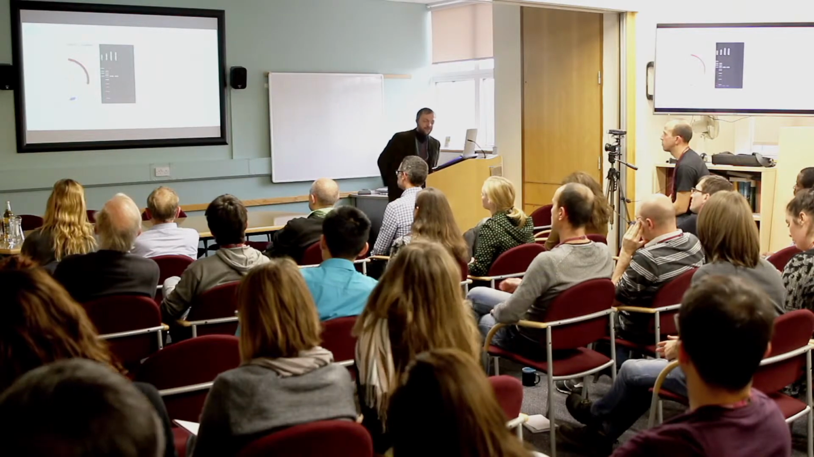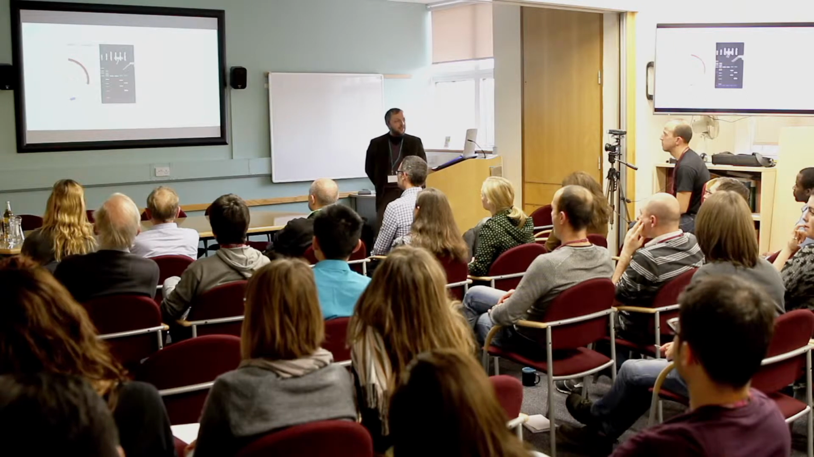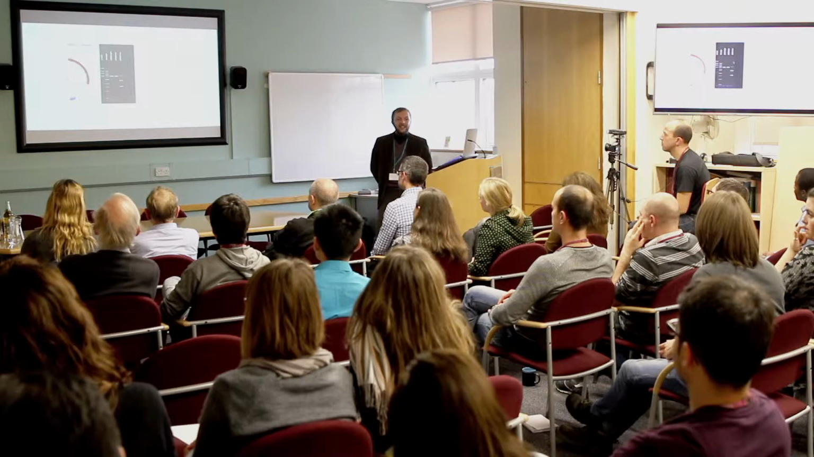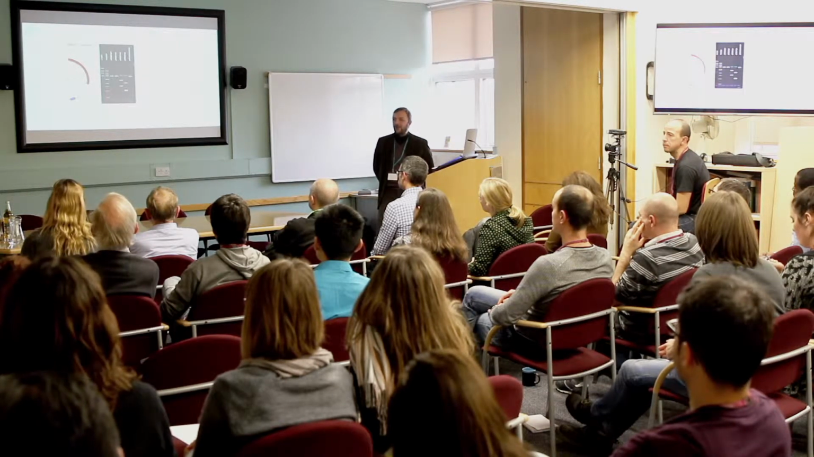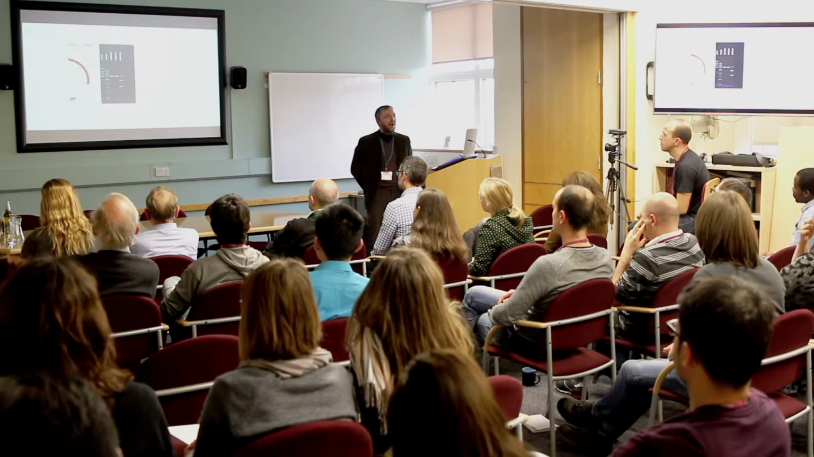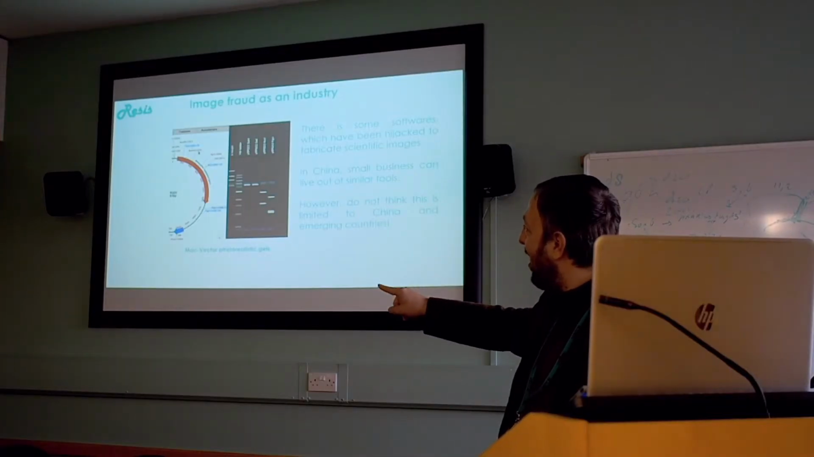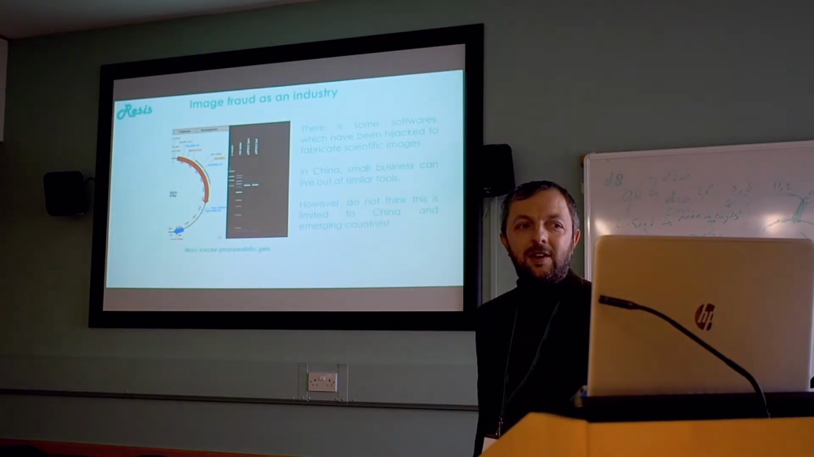The thing is that image fraud and image manipulation for scientific publication is becoming an industry. That's because papers are out for sale, as Nature reported in several editorials, and so there are companies, for example in China, which hack software like this one. This is MacVector. This software is, for example, able to produce photorealistic gels. So you simply design an experiment on the left, and it produces for you a photorealistic gel.